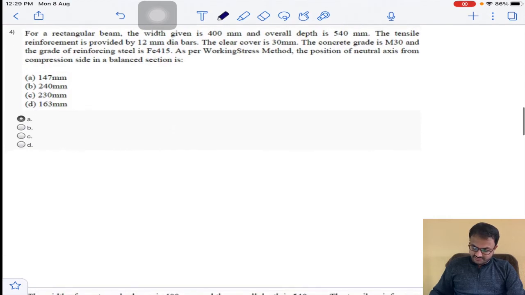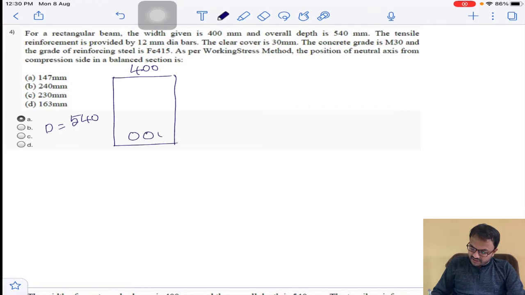Coming to the next question: for a rectangular beam, width is 400 and overall depth is 550. First let me draw the diagram. So width is 400 and depth is 540 mm. This is overall depth, not effective depth. Reinforcement is provided by 12 mm bars. He has not given how many bars. Clear cover is 30 mm. Grade of concrete is M30 and Fe415 steel.